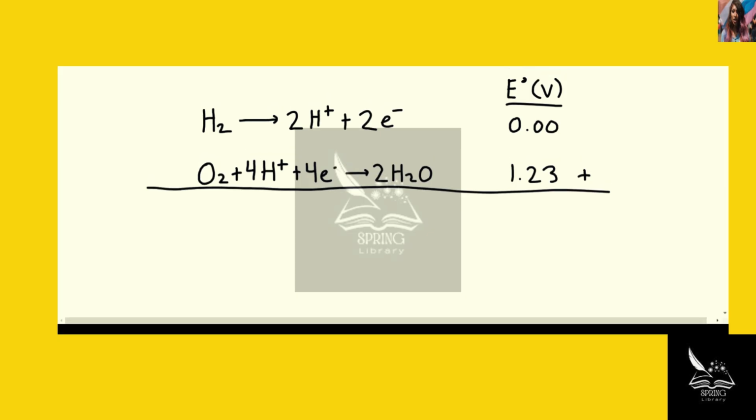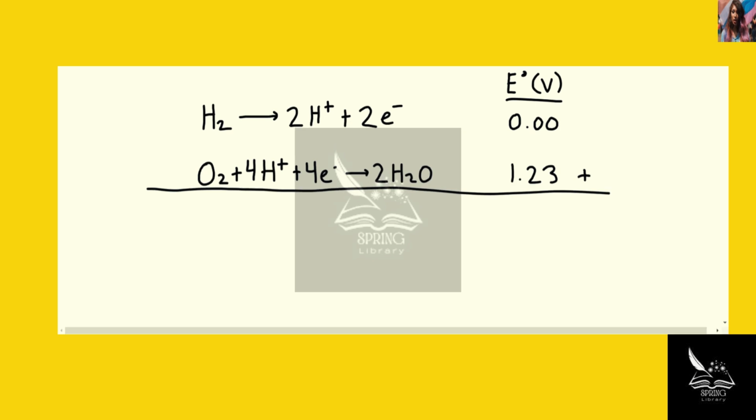We are given the overall cell reaction for a hydrogen-oxygen fuel cell, and in part A, we want to determine what the standard cell potential is, as well as the change in Gibbs free energy at standard conditions. We can look and see that these are the two half reactions from the standard reduction potentials table that are combined together in order to produce the overall given reaction in the problem statement.